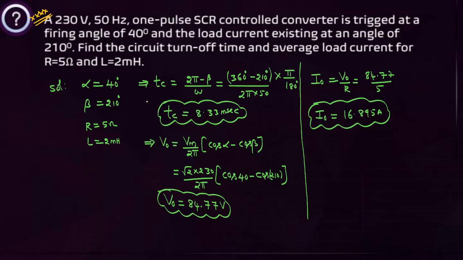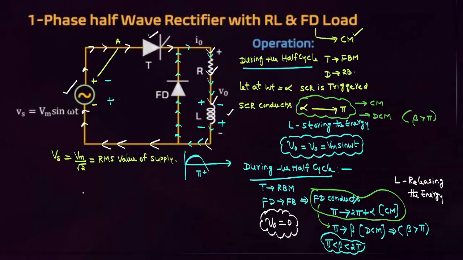You may expect what is the circuit turn off time, what is the average output voltage, what is the average output current. Next, one more important configuration with respect to single phase half wave controlled rectifier, that is RL and freewheeling diode. Very, very important. In RL and freewheeling diode, SCR conduction angles are important. Freewheeling diode conduction angle is important.